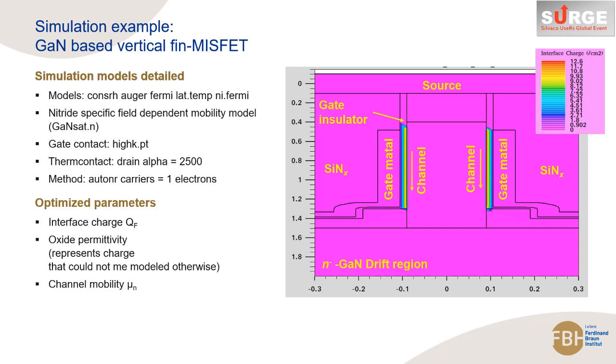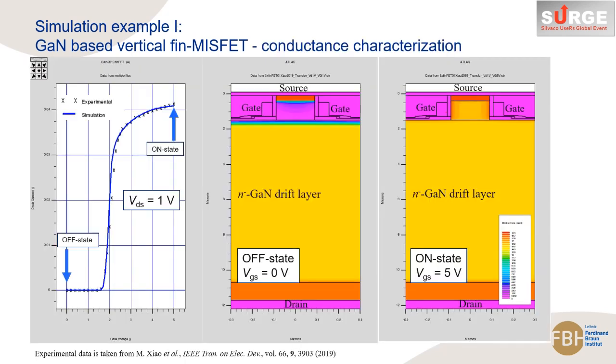The simulation fitting to the experimentally measured data needs optimization of the following parameters: the interface charge in the gate insulator-channel interface, the oxide permittivity to compensate other charges, and the channel mobility. The on-state conductance simulation is now fitted to the experimental data. On the left side, we can see the transistor transfer characteristics, the off-state at 0 volt for normally-off operation, the positive threshold voltage, and the output current at on-state.